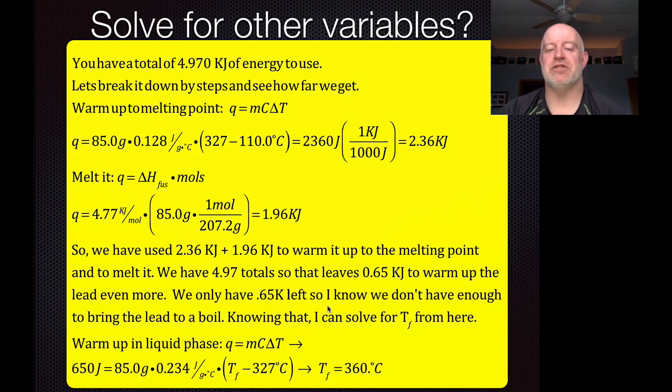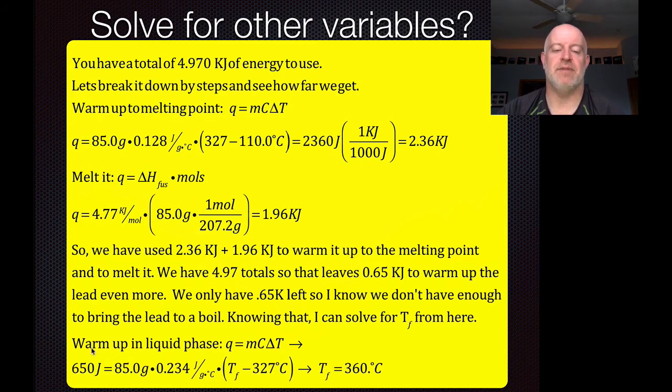Now, I just know from experience that if I'm going to take liquid lead, heat it up all the way to a point where lead starts to vaporize, it's probably going to take a lot of energy, okay? So having less than a kilojoule of energy left, oh, there should be a J in there, means I probably don't have enough to go all the way to the boiling point of lead, all right? Knowing that, what I'm going to do now is say, hey, what's the final temperature I can get with this much energy? So I'm going to flip it, okay?